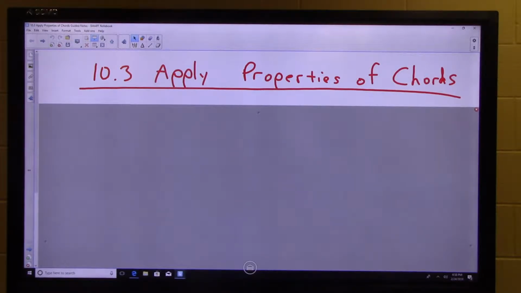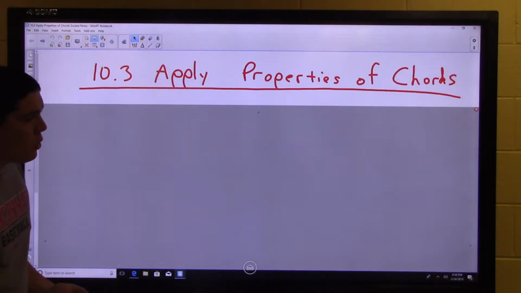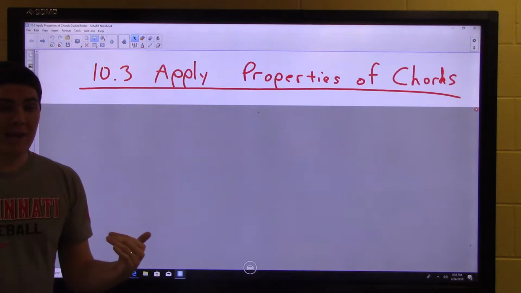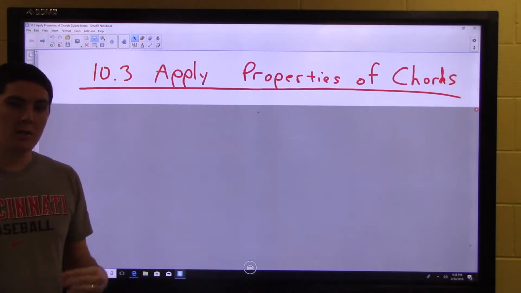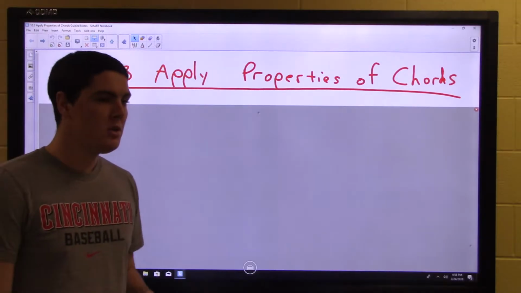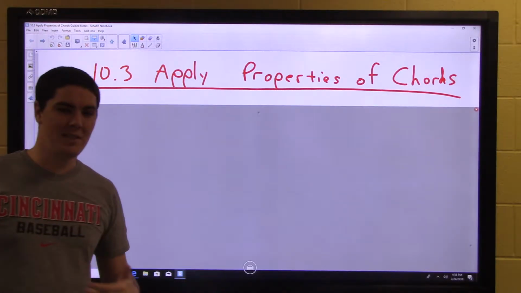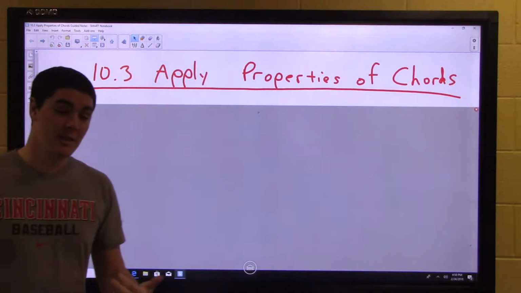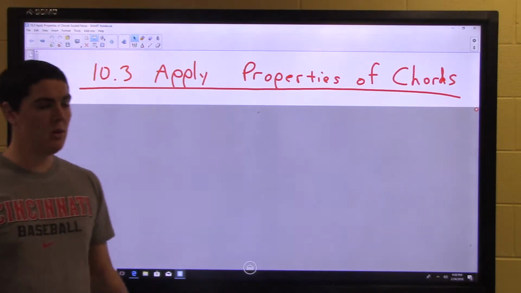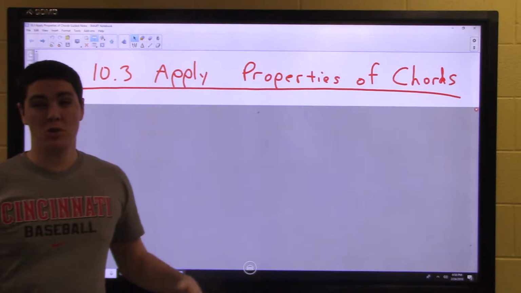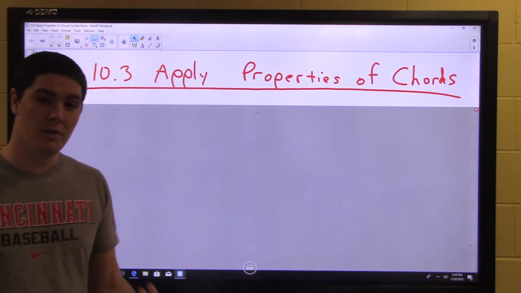So what a chord is, and if you remember from section 10.1, we defined it. A chord is a segment whose endpoints are on the circle. Okay, so we need to know what a chord is. I think we talked about a special type of chord. A diameter is a chord. Its endpoints are on the circle, but it goes through the center. So a generic chord is just any segment whose endpoints are on the circle.